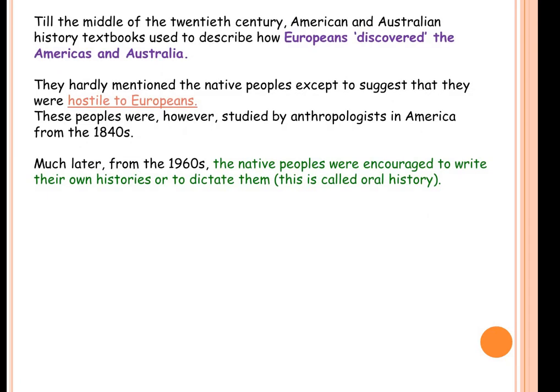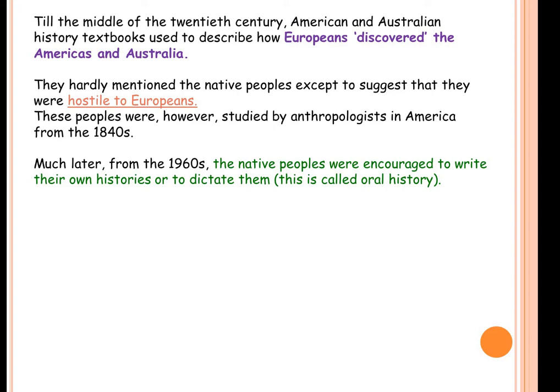Till the middle of the 20th century, everybody had to study the Europeans' discovery and how they conducted voyages. It had to be studied by people in America and in Australian history textbooks, because that was the kind of authority they enjoyed. We can see that they hardly mentioned the natives being hostile to Europeans. It is as if they readily accepted the Europeans, as mentioned in the history books.